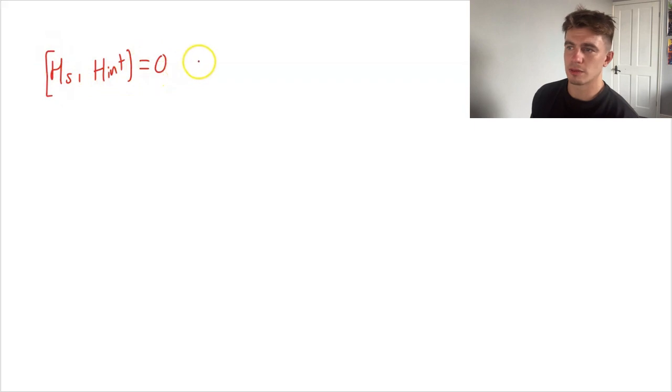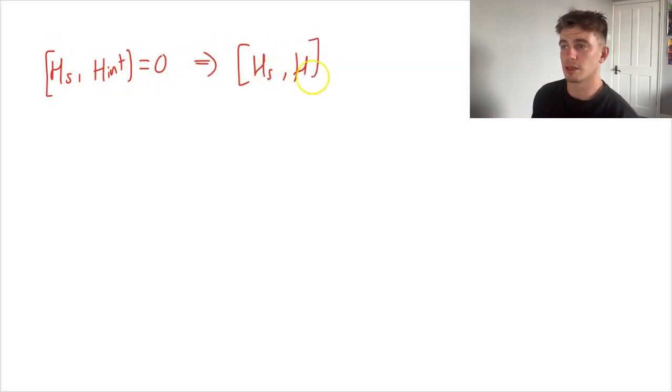So one thing that's nice about the independent boson model is the fact that the system Hamiltonian commutes with the interaction Hamiltonian. And that just implies that the system Hamiltonian commutes with the entire Hamiltonian, because it obviously commutes with itself and it also commutes with the bath Hamiltonian. So it's a little bit redundant to say that, but this is a nice way to think about it.